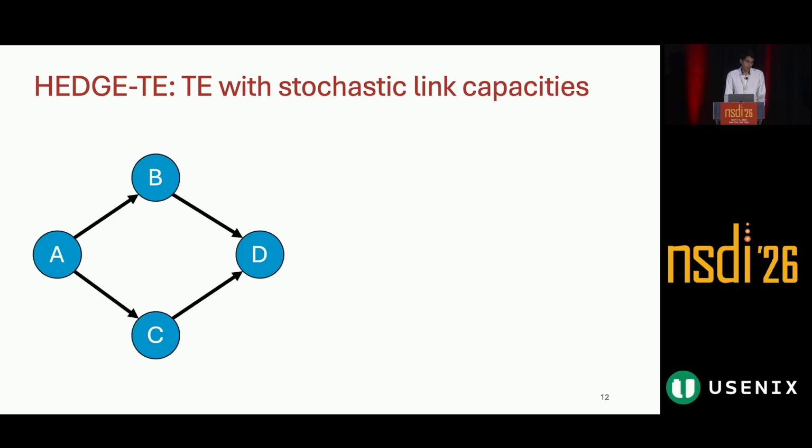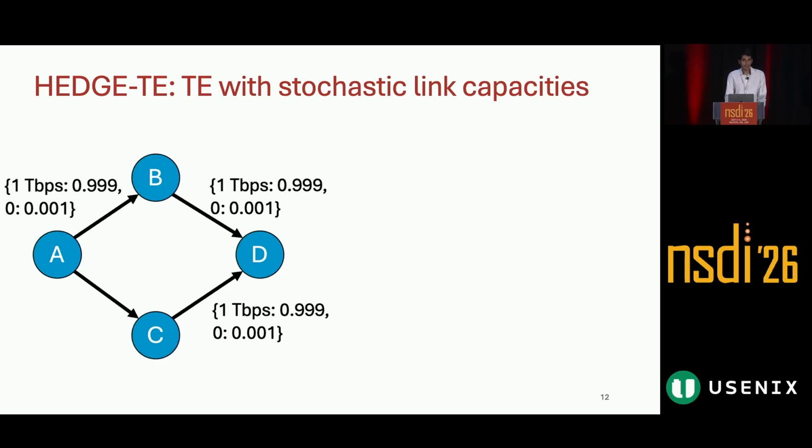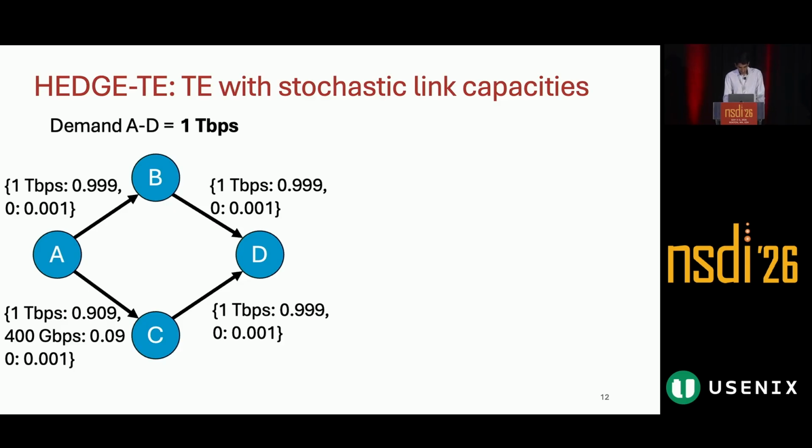Let's consider a toy network with 4 data centers and 4 links, as shown here. And while 3 of these links exhibit standard binary states, where it's up or down at 1 terabit per second, link AC now exists in an intermediate capacity state of 400 gigs, 9% of the time. And now let's say that I want to route 1 terabit per second of demand from A to D.